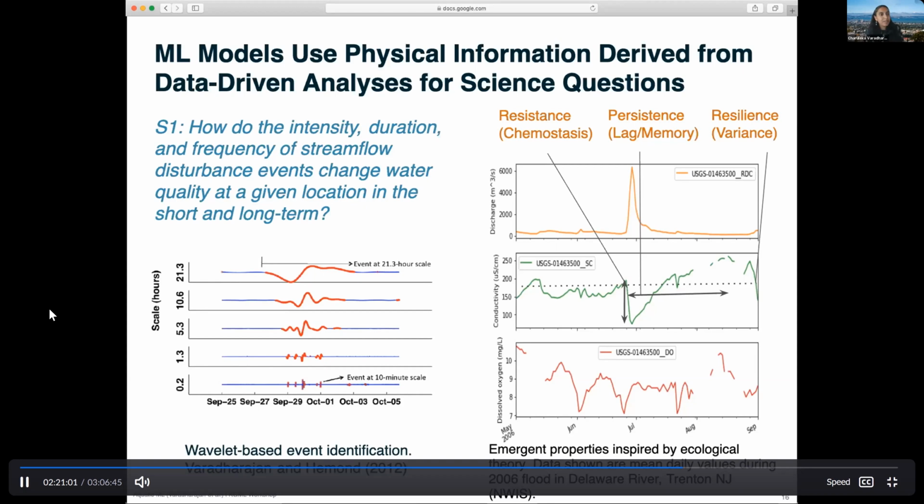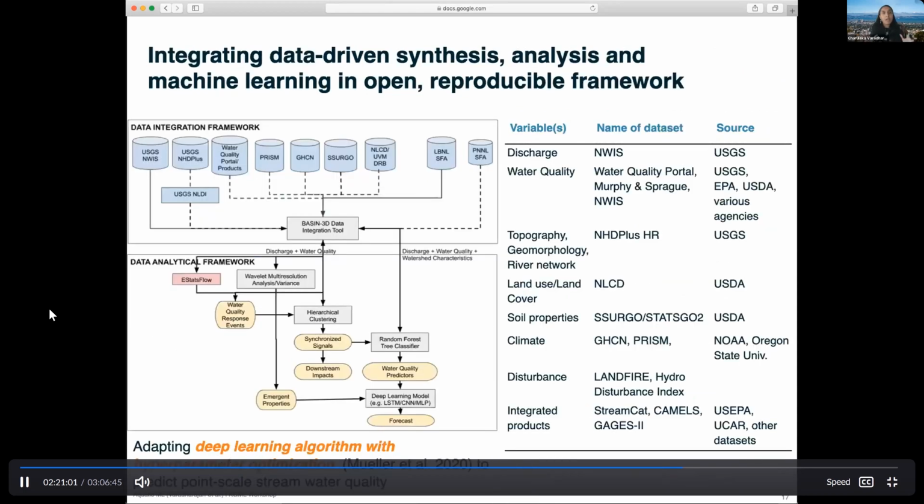The idea is to build this data-driven framework that will contain an analytical module where the core elements are the outcomes of an analysis done for a particular science question, and ultimately build up the machine learning model for the prediction. So for example, here we're going to start with that same deep learning algorithm with the hyperparameter optimization for the point scale science question to predict at the point scale what the water quality is.